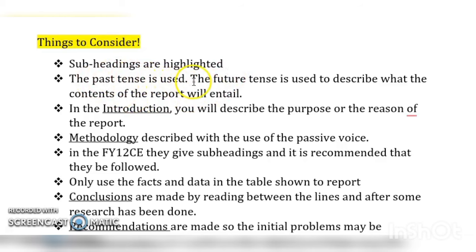Now, the past tense is used obviously because you are reporting something, just like reported speech. Your tenses will change. Now, the future tense is used to describe what the contents of the report will entail. So you will have that in your introduction. So your future tense will be there, just like when you write down, this essay will discuss. So that is a future tense.